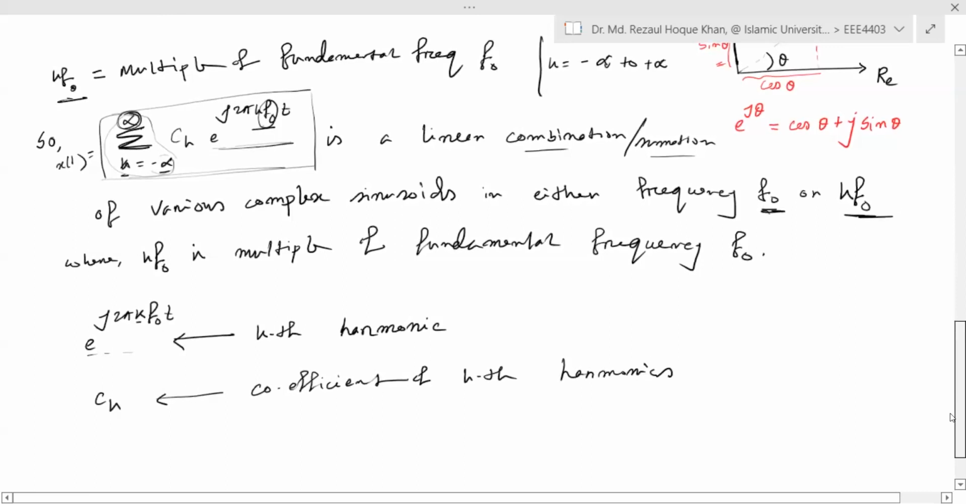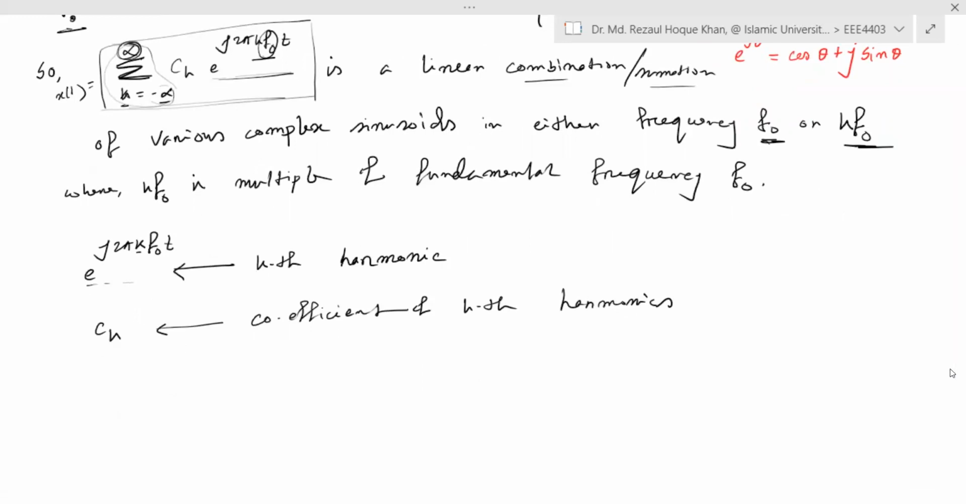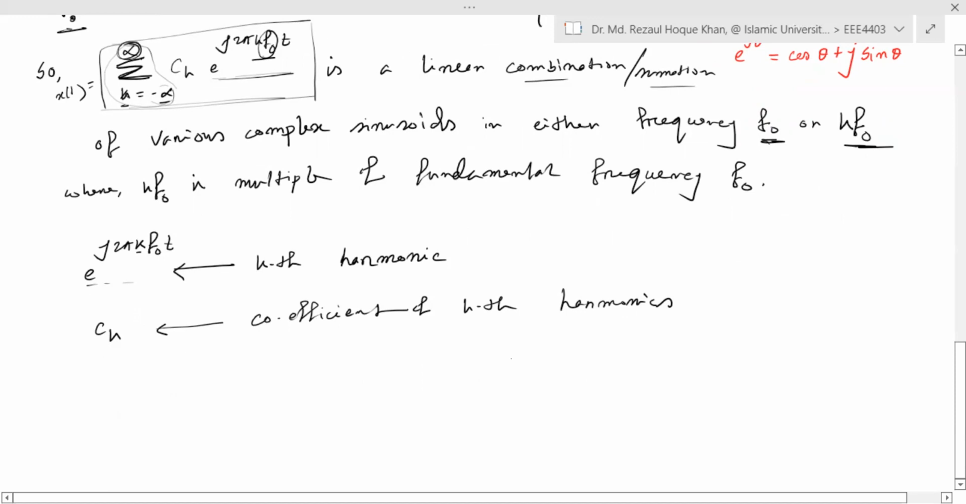So any periodic signal can be expressed by its harmonics. That's actually a very simple definition of a Fourier series. If you express any periodic signal by a summation of its harmonics, then it's called a Fourier series. That's very fundamental stuff. For example, if you have a signal x(t), it's nothing but the sum of its harmonics, x1 plus x2 plus x3, and so on up to infinity.